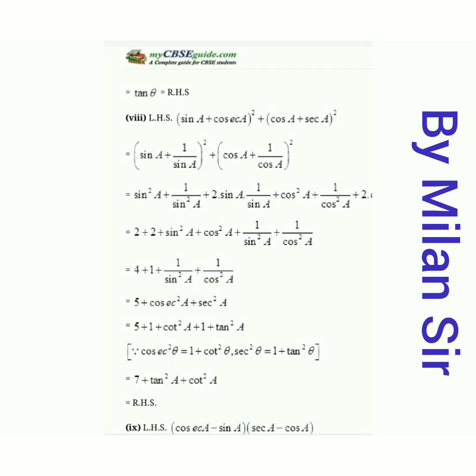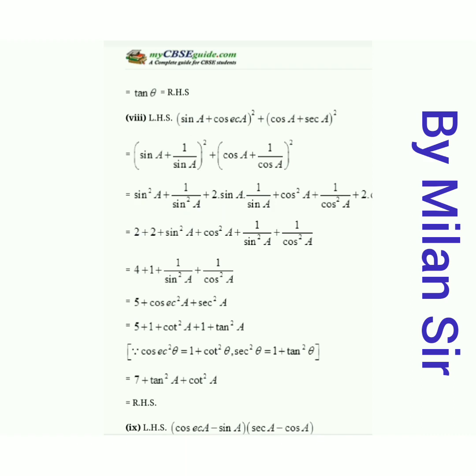Question number 8. (Sin A plus cosec A) all square plus (cos A plus sec A) all square is equal to 7 plus tan square A plus cot square A. Again we are going from LHS to RHS. So first of all, LHS: (sin A plus cosec A) all square plus (cos A plus sec A) all square. The first step is very common, just use the identity (A plus B) all square in both these terms.